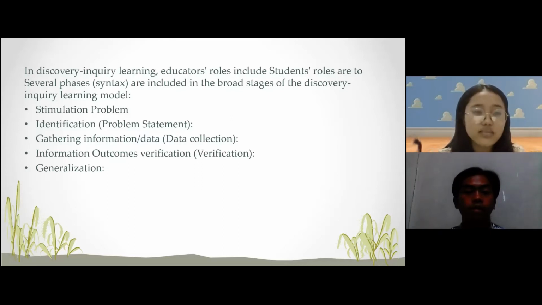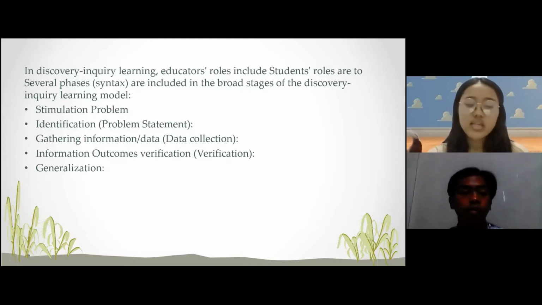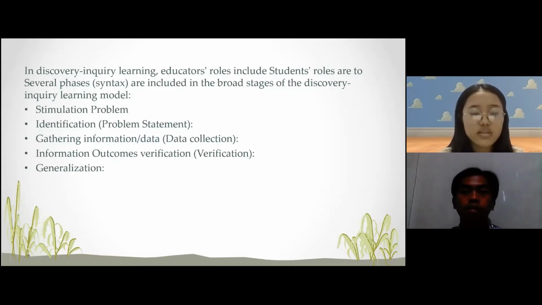The second one is identification. In this stage, students are allowed to identify the numerous difficulties that may exist in the material. The third one is gathering information. In this stage, students are allowed to explore the problem that they have created more broadly, based on their understanding of the context, by collecting various relevant information by reading literature both online and offline.